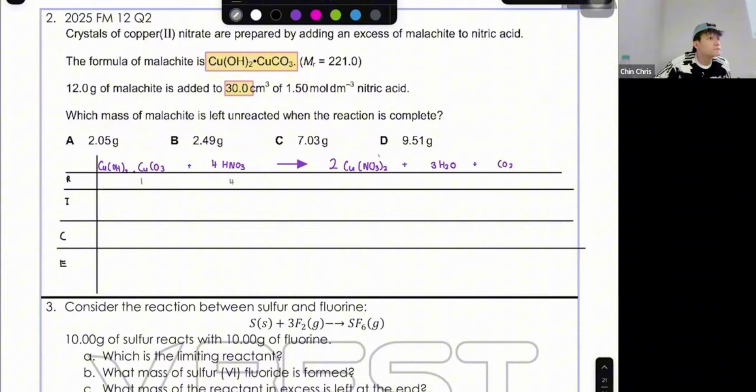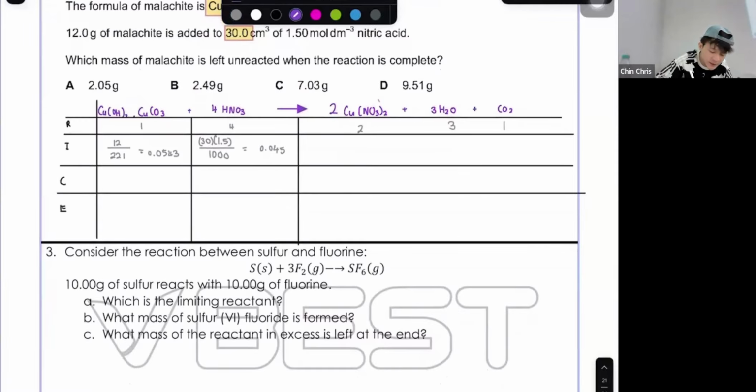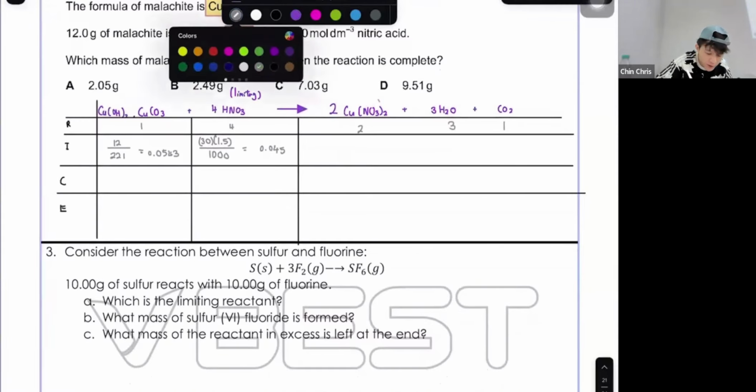Ratio is 1 to 4, correct or not? Mole. All right, guys, I know that this is limiting, yeah. So you have to minus off everything here.